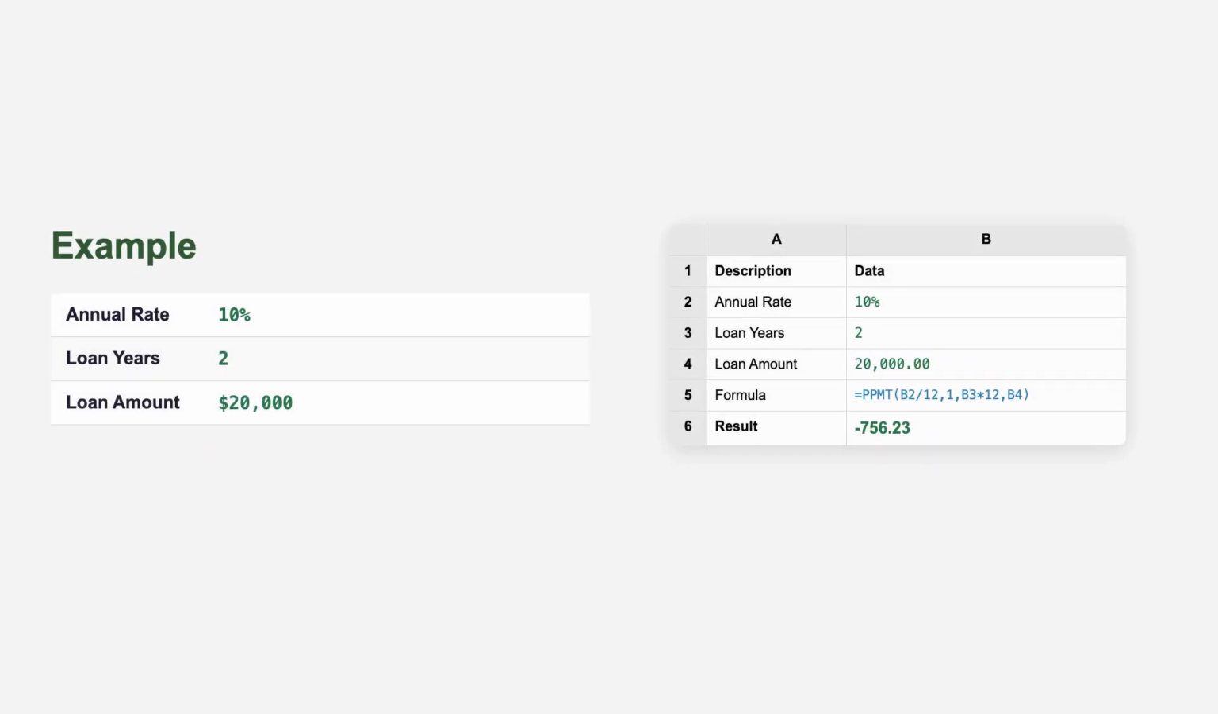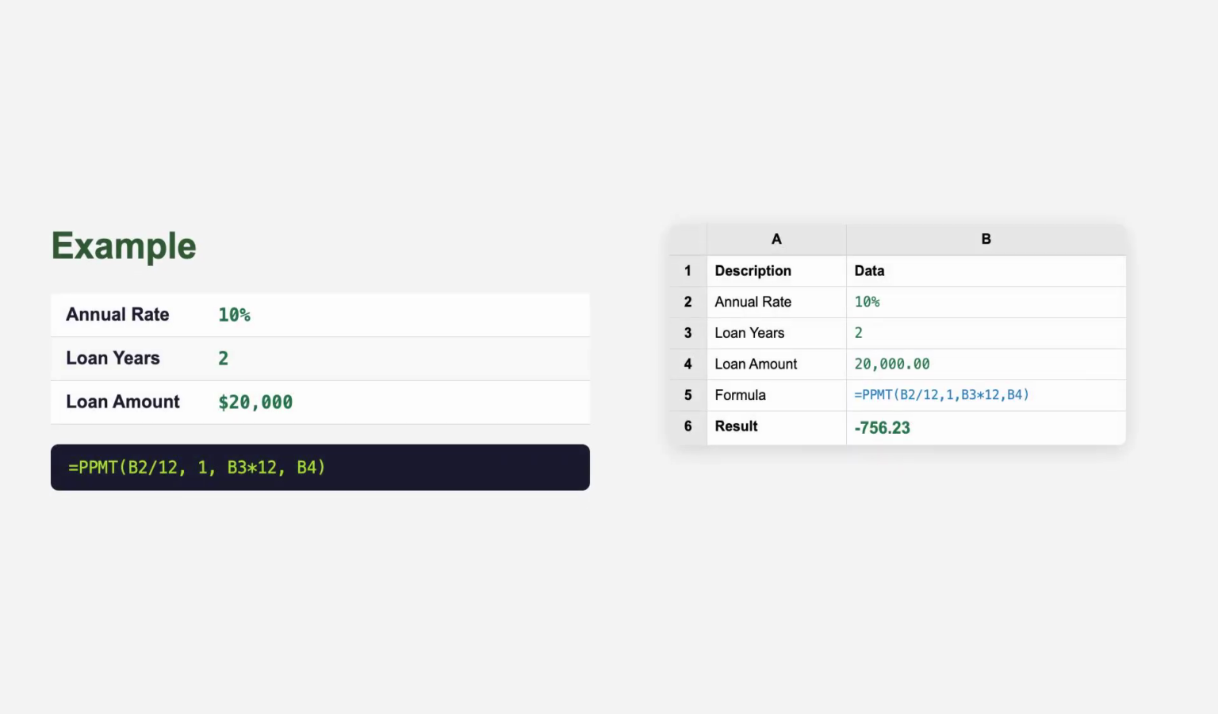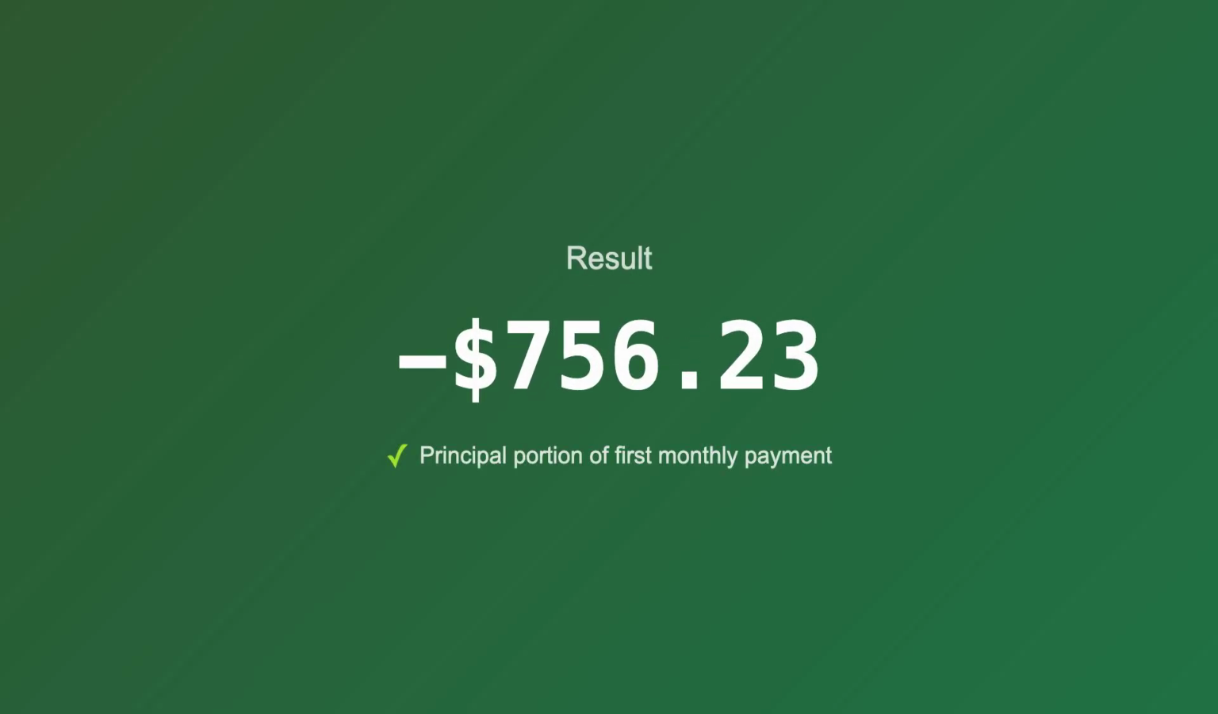Here's an example. We have an annual interest rate of 10%, a loan term of 2 years, and a loan amount of $20,000. The formula is PPMT of B2 divided by 12, 1, B3 times 12, B4. We divide the annual rate by 12 for monthly payments, specify period 1, and multiply years by 12 for total months. The result is negative $756.23. This is the principal portion of the very first monthly payment. The negative sign indicates money flowing out as a payment.